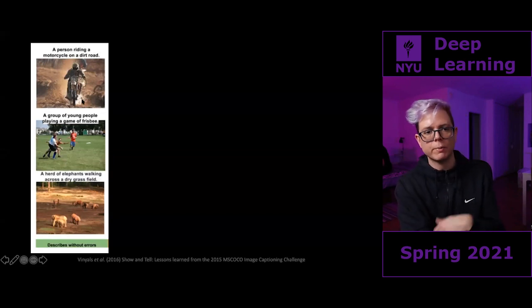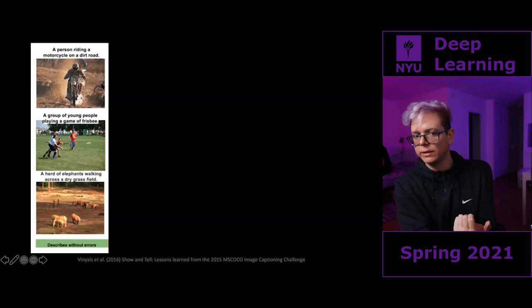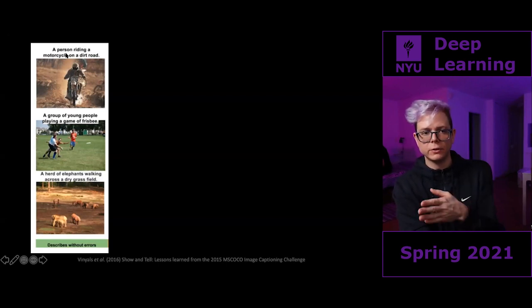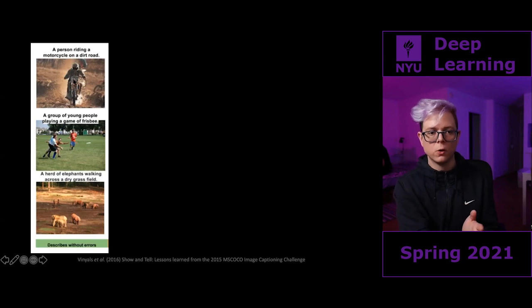Okay. So we provide this representation of this image, and then we get a person riding a motorcycle on a dirt road. Or in the second case, we get a group of young people playing a game of frisbee. Fantastic. You know, this is, I think, almost crazy.